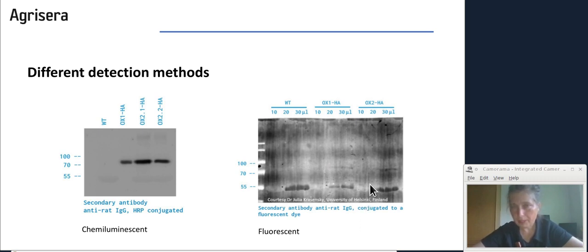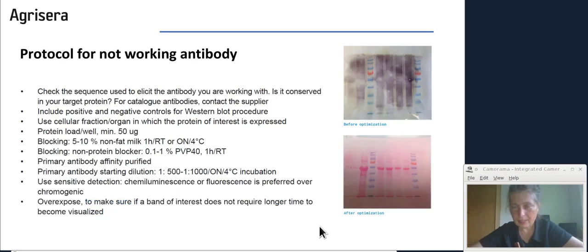Of course, please keep in mind that these are different secondary antibodies used in this case, which can also contribute to the final result. If you have a non-working antibody, it is important to troubleshoot the protocol to find where it can be improved. Here you can see an example of a Rubisco antibody, one of the results we have received from our customers before optimization and after optimization.